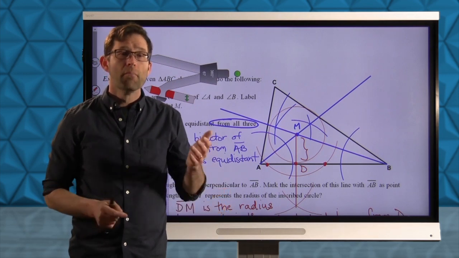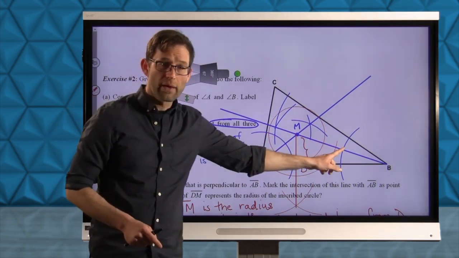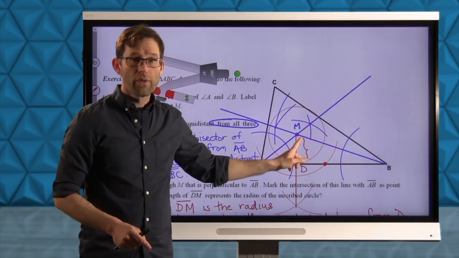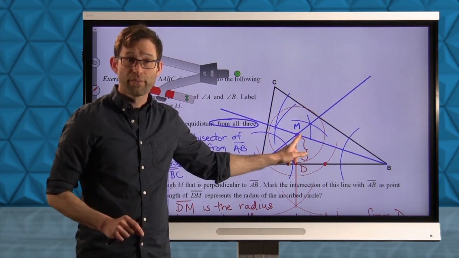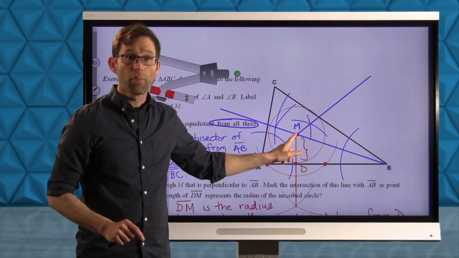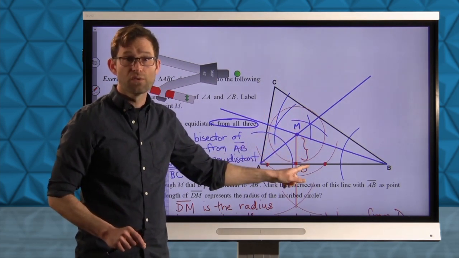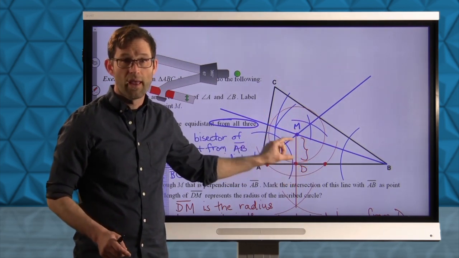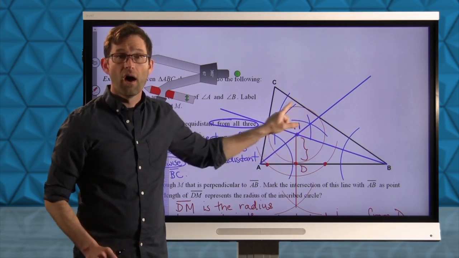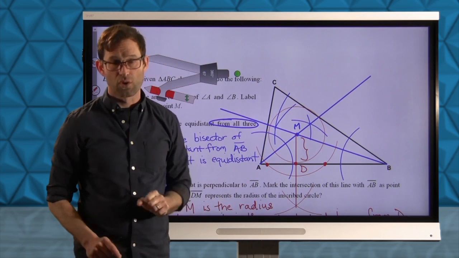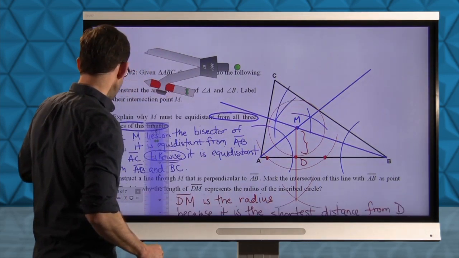But this is the longest construction because you have to construct 2 angle bisectors. Where those angle bisectors meet is definitely the center of your circle. Then you have to construct a perpendicular line from that point to any one of the 3 sides. I just chose this one because I thought it would be the easiest one. And then the length of that segment becomes the radius of that inscribed circle. All right, well, let's keep going.